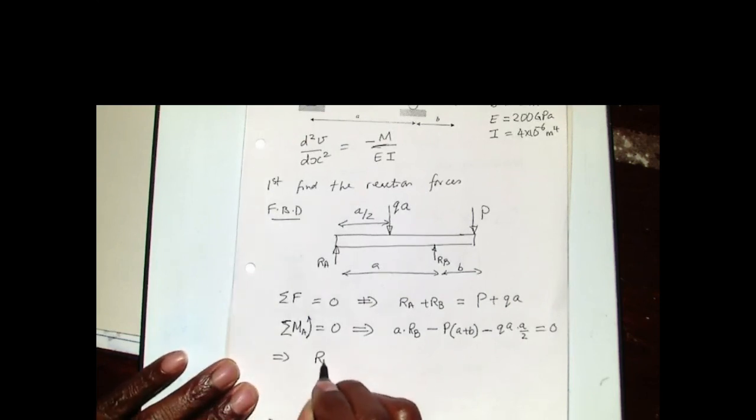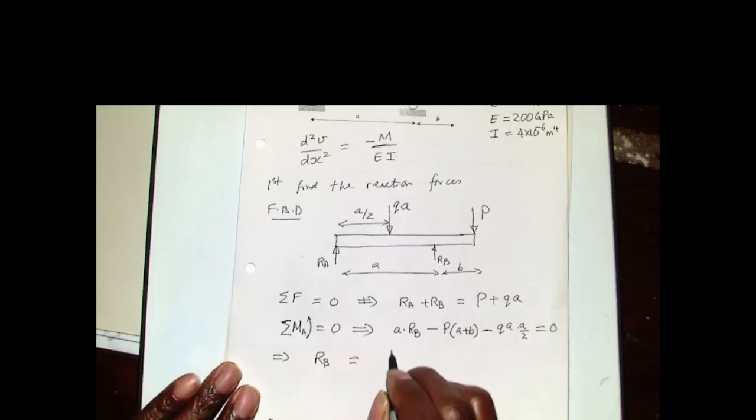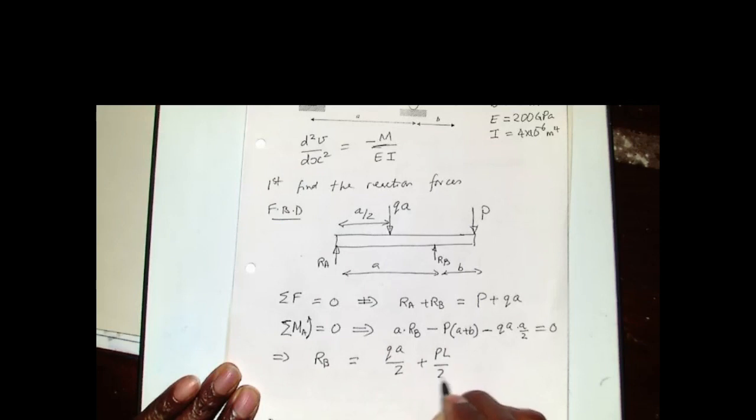So now you can solve that. I'm not going to go through how to solve that. I think everybody should be able to solve that. So we need to find RA and RB in terms of P, in terms of Q, in terms of A, and in terms of B. If you were to do that, we will end up with RB equals QA over 2 plus PL over A. Okay.